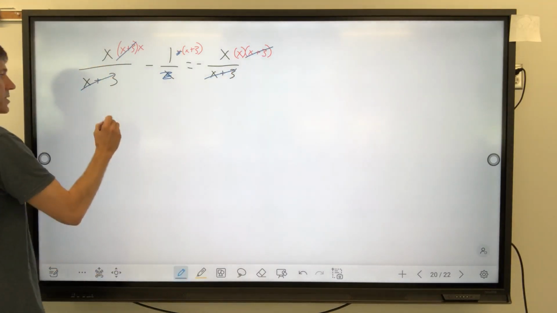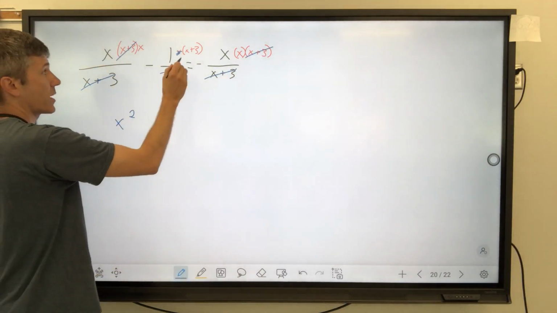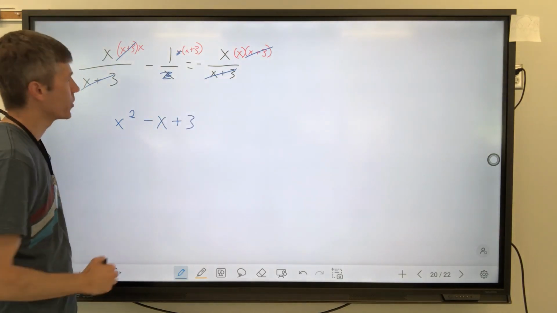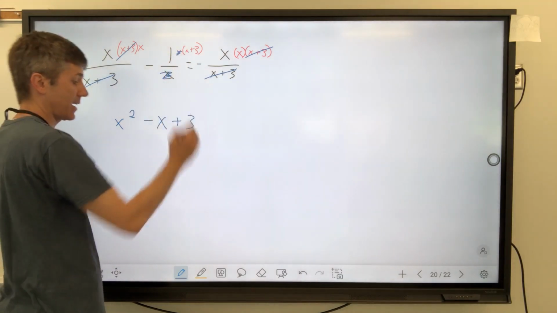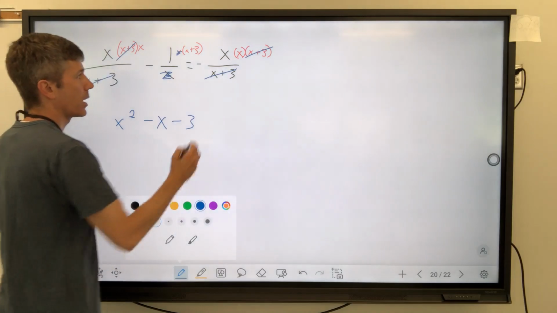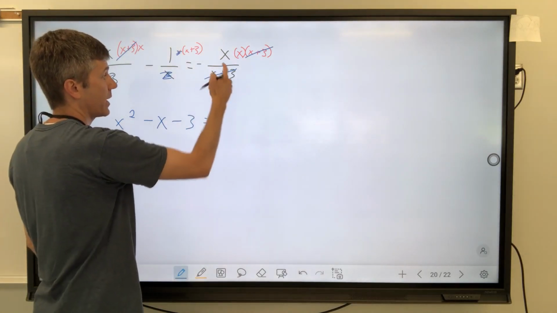And then we have x times x, negative 1 times x plus 3. Yeah, let's do it wrong. No. Distribute your negative to the x and to the 3. So there, all better now. And that's equal to negative x squared.